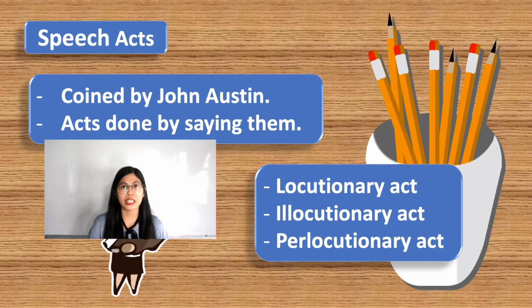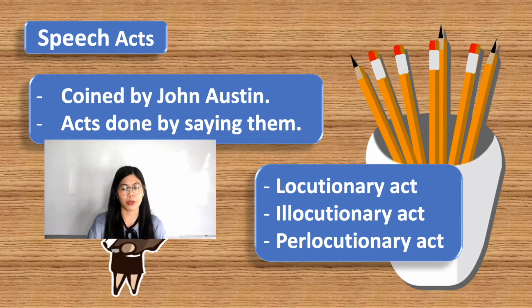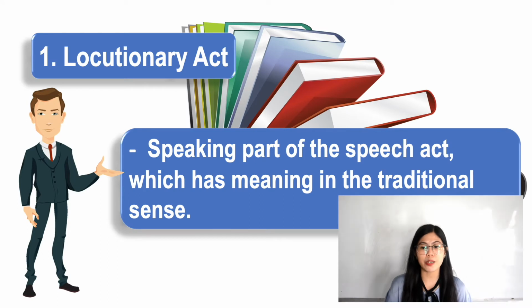We have different levels of speech act. The first level is the locutionary act. Next is the illocutionary act. And the last is the perlocutionary act. Let's define them one by one. The locutionary act is the speaking part of the speech act, which has meaning in the traditional sense. In other words, what you say has just a literal meaning, no other hidden meaning. Usually in a locutionary act, you speak with correct grammar and pronunciation.